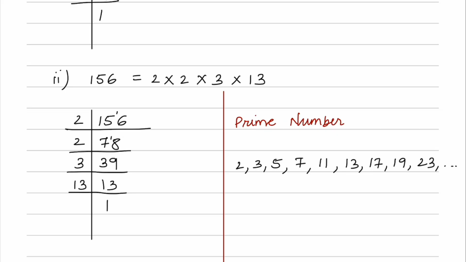Now 5 comes only in the table of 5. We have 5 1s are 5, or 13 1s are 13, 17 1s are 17, 19 1s are 19, 23 1s are 23. If you see all these numbers, they do not occur in any other table. 23 does not occur in any other table. Similarly, 17 does not occur in any other table except the table of 17. So these are known as prime numbers.